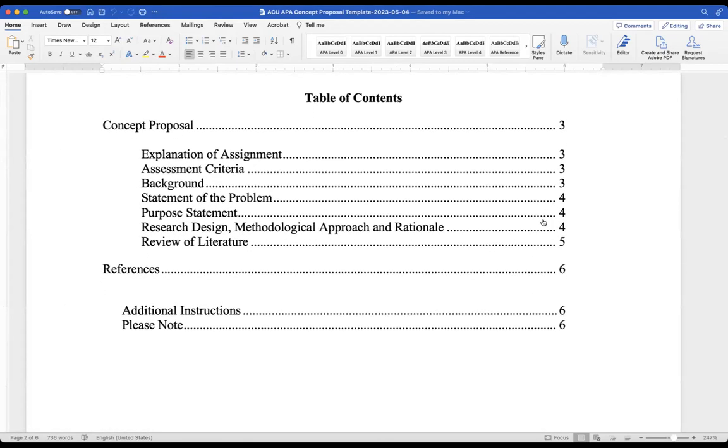And looking at this, you can see that there's a very basic structure. Okay, what's the assignment? What's the problem? What's the purpose? How are you going to go about looking at it? And then a review of the literature. And that's for an early stage of that.